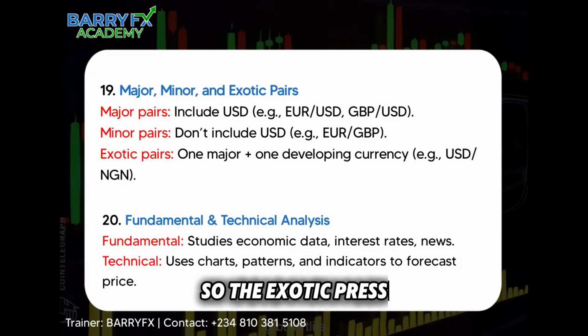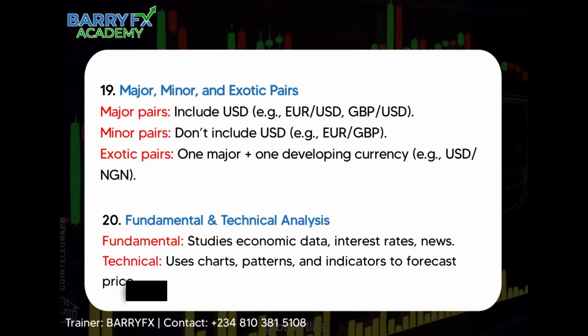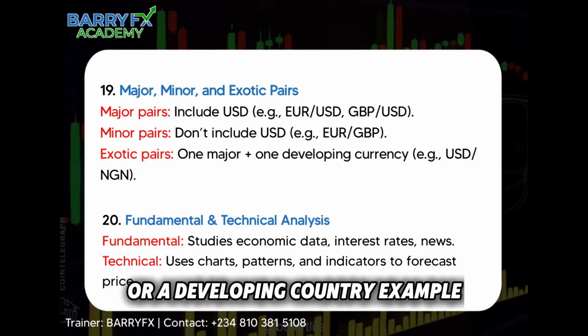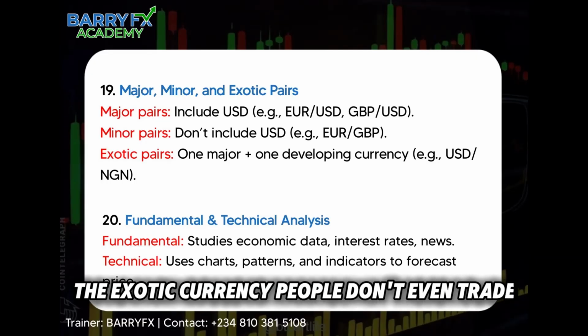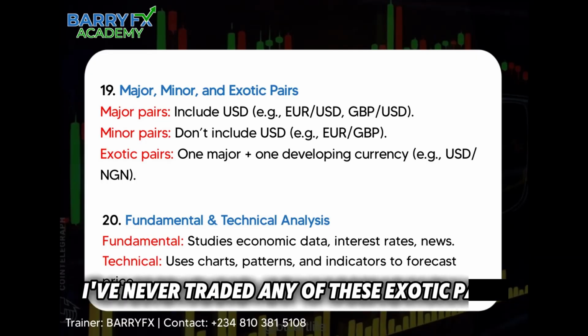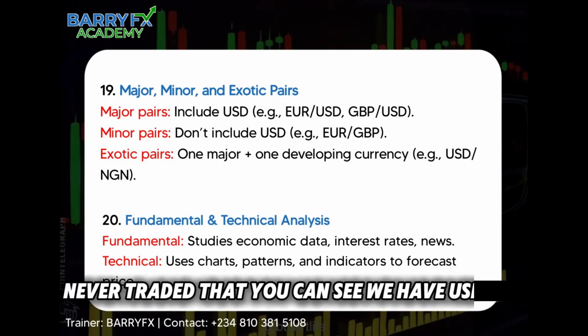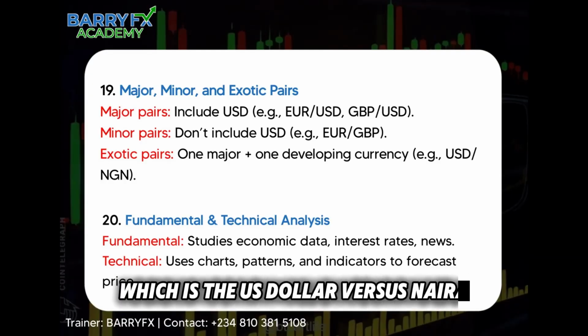So the exotic pairs, those are a major currency paired with a currency from a similar or a developing country. For example, the exotic currency, people don't even trade that. I've never traded any of these exotic pairs before. You can see we have USD NGN, which is the US dollar versus Naira.